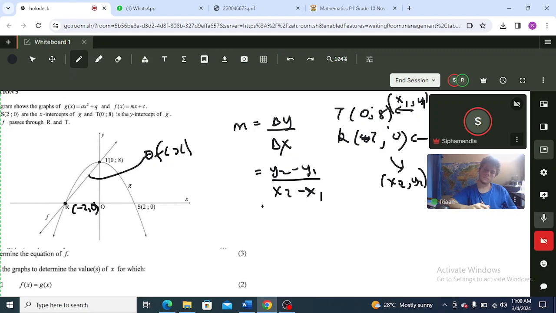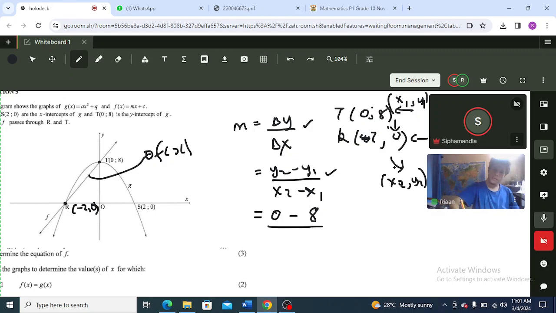Okay, so now let's just plug in the numbers. We have y2 minus y1. Your y2 is 0, so that is 0 minus y1, which is 8, so it's minus 8 over. Do you see how I'm writing this? It's very simple and neat. All the steps I'm showing: I started by writing the formula, then I expanded the formula, and after that I'm plugging in the numbers.